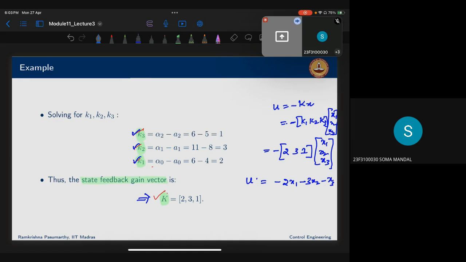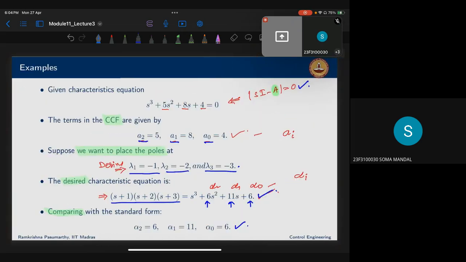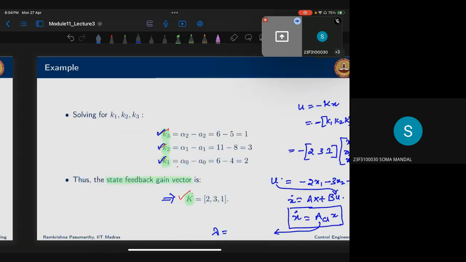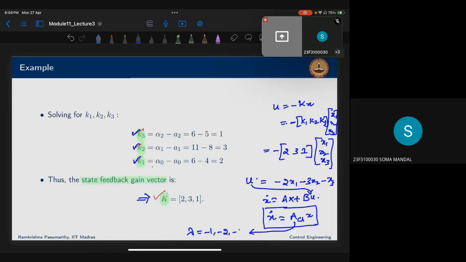That you will substitute in x dot is equal to Ax plus Bu in place of u. Once you substitute, you will get x dot is equal to Acl x. This Acl will have eigenvalues. If you calculate it, you have eigenvalues of -1, -2, -3. Is this clear? That is how the pole placement technique looks.